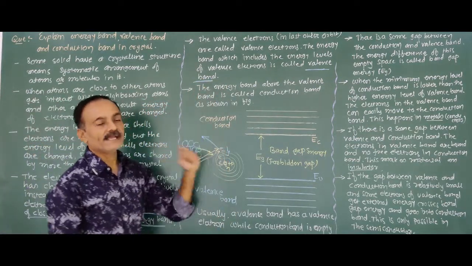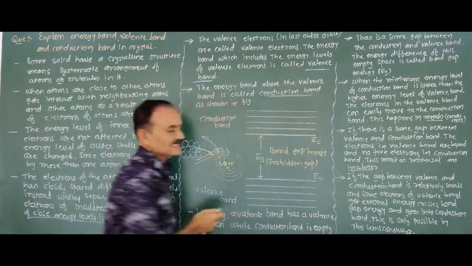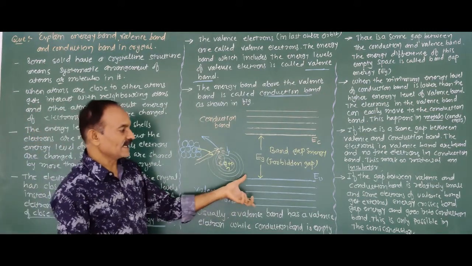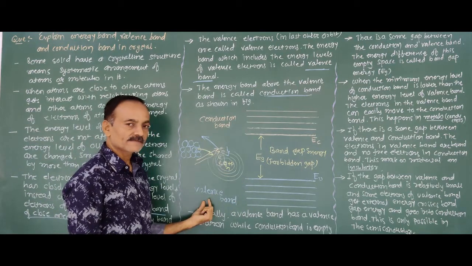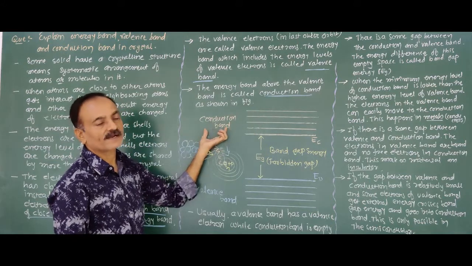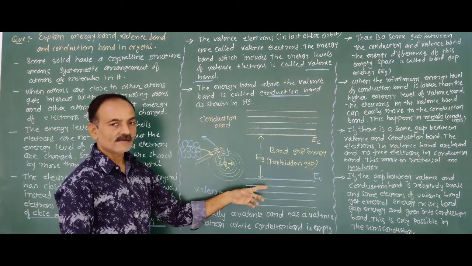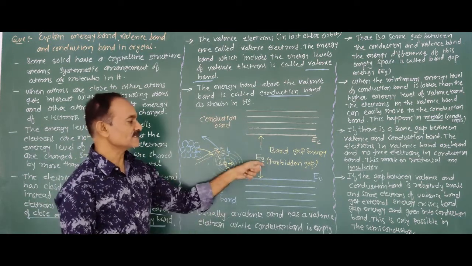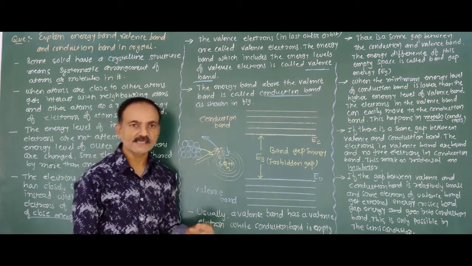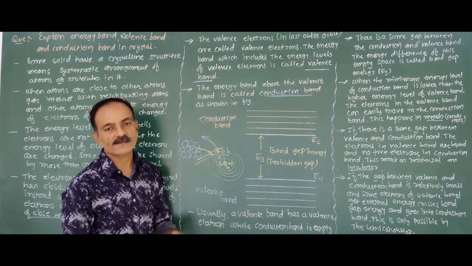And the energy band above the valence band is known as the conduction band, as shown in the figure. Okay. So there is the energy level of the valence band, and just above this valence band, the energy level of the conduction band. There is some gap between these two bands, valence and conduction band, that is known as the forbidden gap. That shows the difference between the energy level of the valence band and the conduction band.